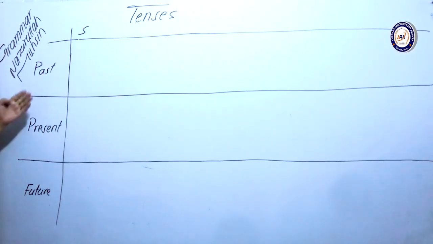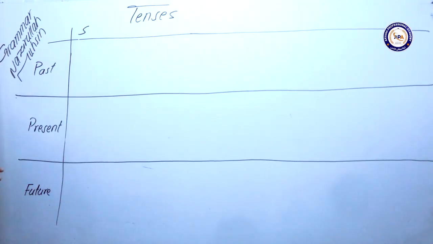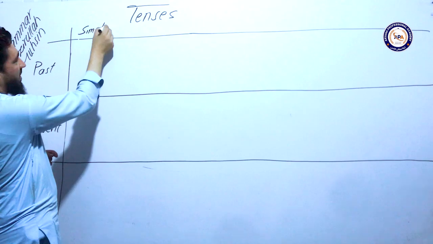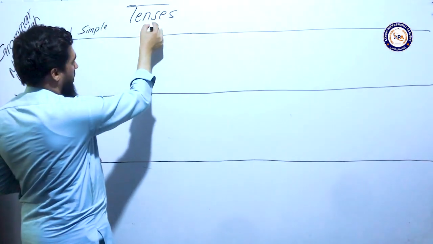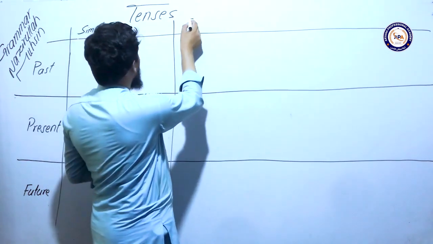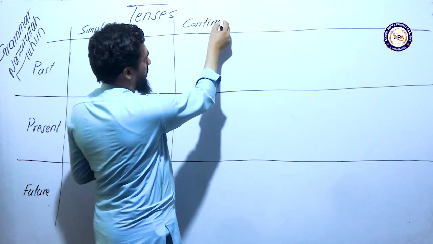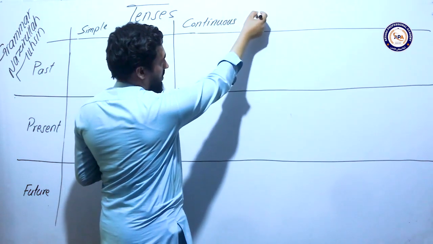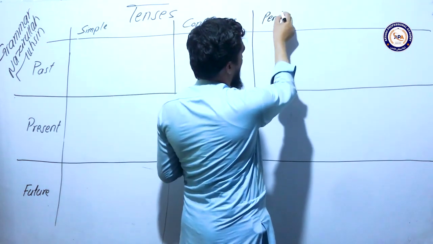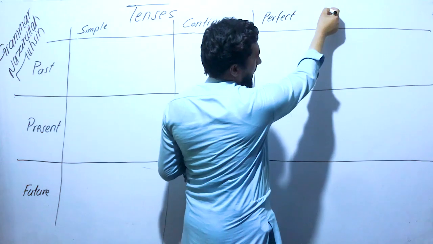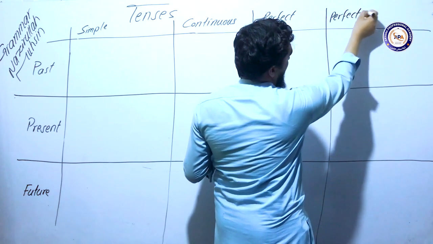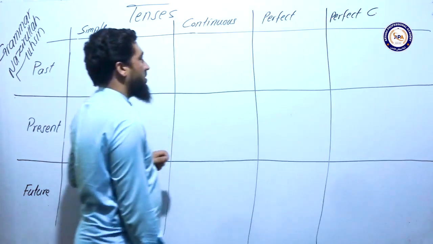Generally, we have three tenses: past, present, and future. Then in every tense, we have four types. We have simple tenses, continuous tenses, perfect tenses, and perfect continuous tenses.